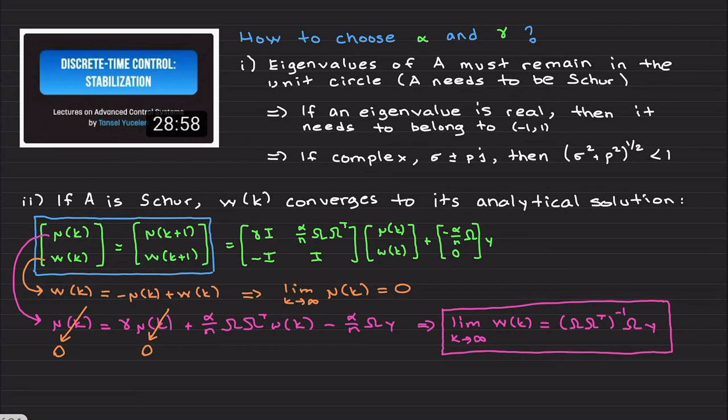You always need to choose them theoretically so that your convergence is guaranteed. If you remember this video, if you haven't watched, this is a little bit long but very useful video in understanding the stability of discrete time systems, and right now you are dealing with a discrete time system. The eigenvalues of A must remain in the unit circle. So A needs to be Schur. If all the eigenvalues, not one, all the eigenvalues of A are inside the unit circle, then we call A Schur, then the convergence is guaranteed.